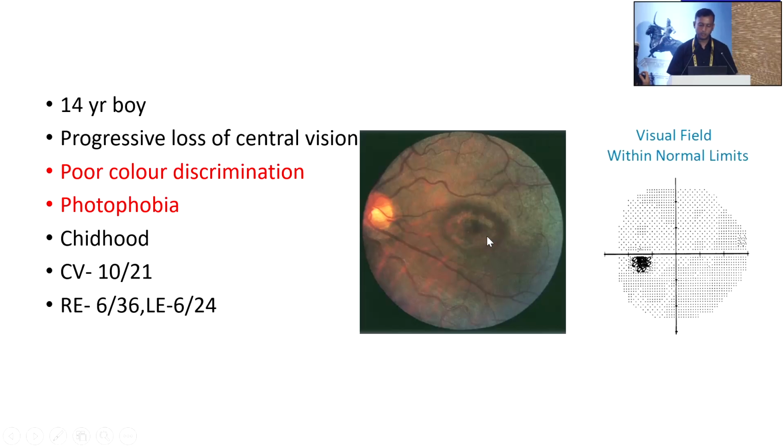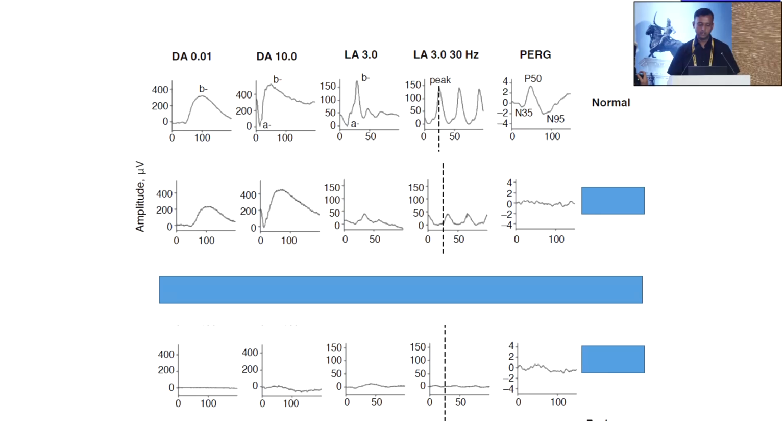The field is normal. So we do an ERG. So this is a normal ERG. Now you see these are the two rod waveforms and these are the cone waveforms. Here the cone waveform should be like this, but this is markedly diminished. But the rod waveform is more or less intact. So this tells us that this is predominantly a cone dystrophy, a disease of the cones.